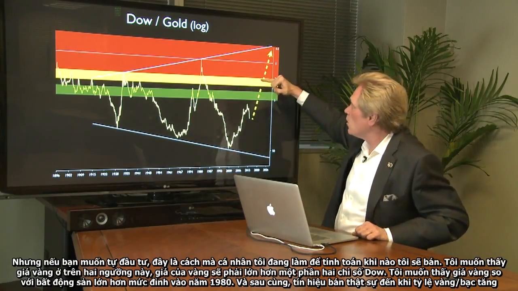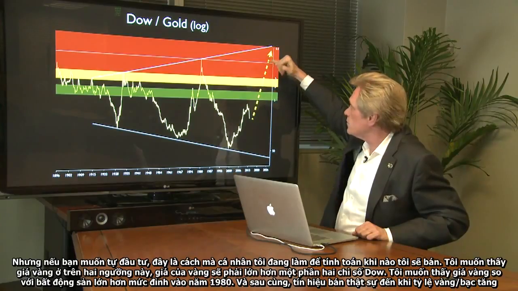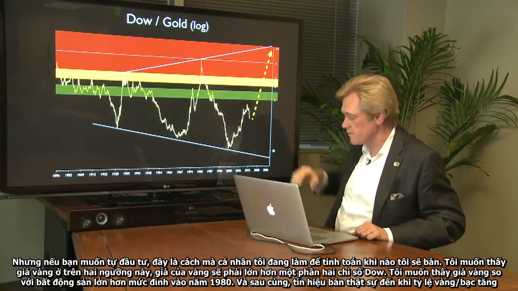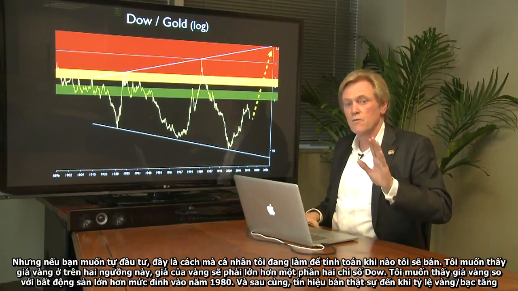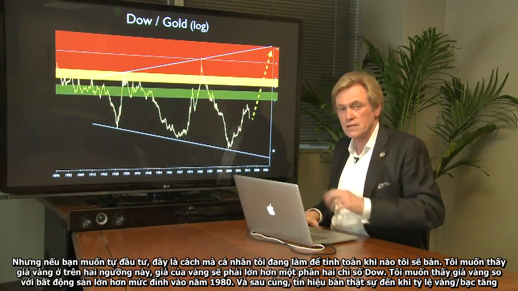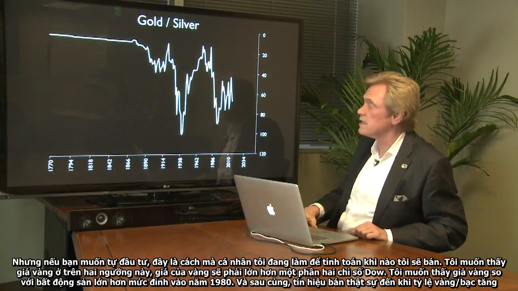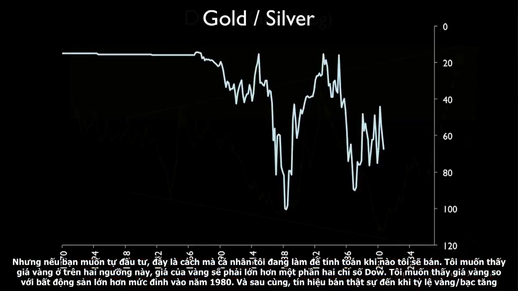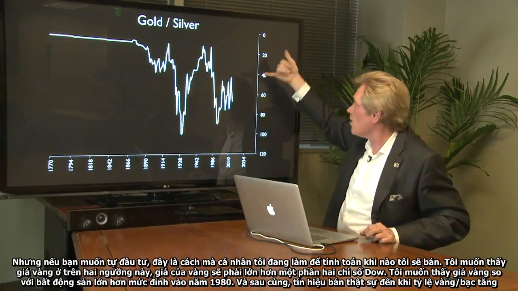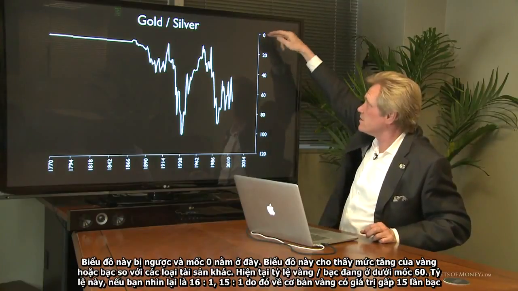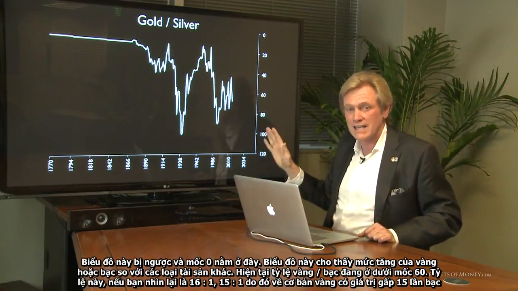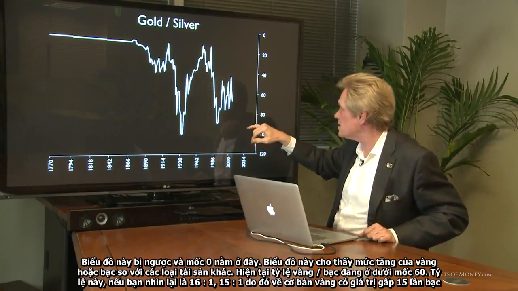So I want to see gold above this 2 level. In other words, its price will be greater than half the points of the Dow. I want to see real estate where gold's value is greater than its 1980 high against real estate. And then the real sell signal comes when the gold-silver ratio rises and flashes sell. All these charts are inverted, so the zero line is up here, so that this is showing gold or silver rising against those other assets.